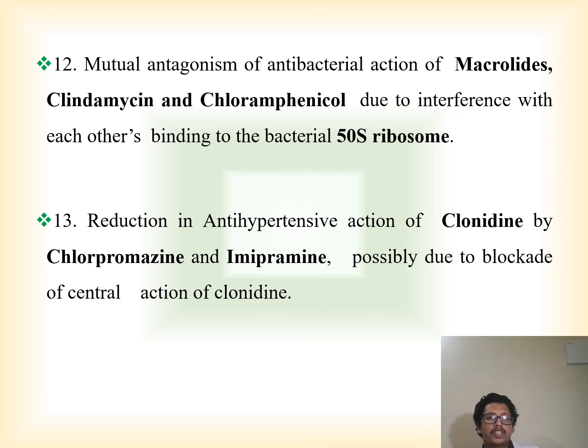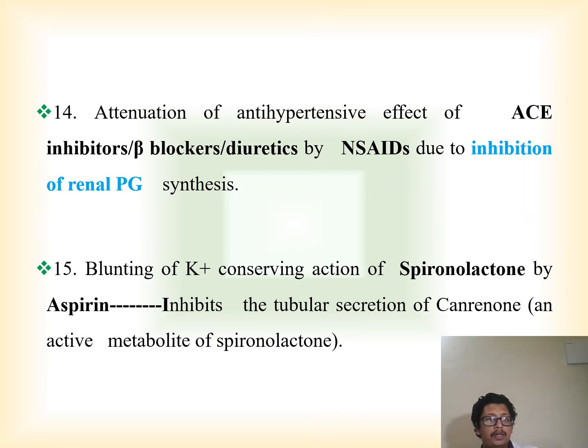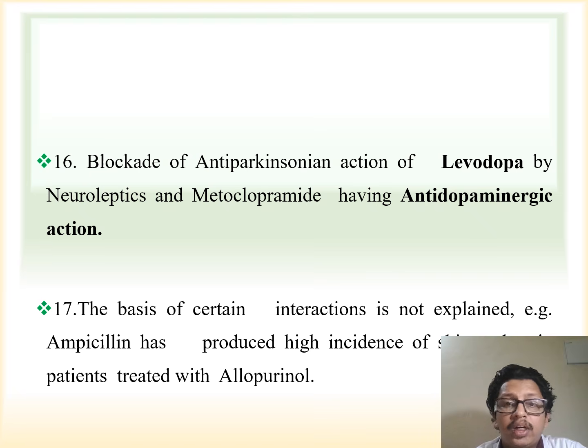Reduction of the antihypertensive action of clonidine may occur, possibly due to blockage of the central action of clonidine. There is an attenuation of the antihypertensive effect of ACE inhibitors and beta blockers by NSAIDs, due to inhibition of prostaglandin synthesis. There is also a reduction of the potassium-sparing action of spironolactone by aspirin, which inhibits tubular secretion of canrenone. These are some examples of drug-drug interactions that are commonly known in clinical practice.